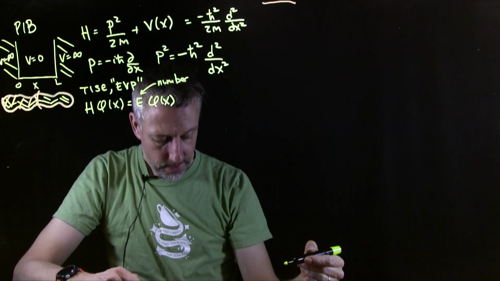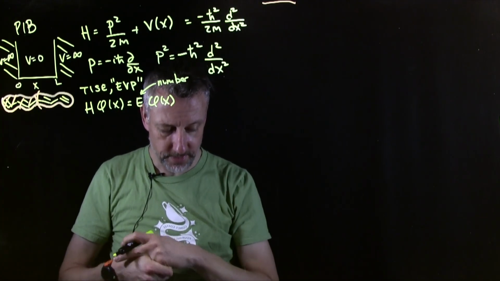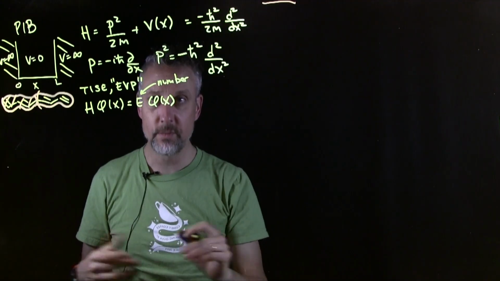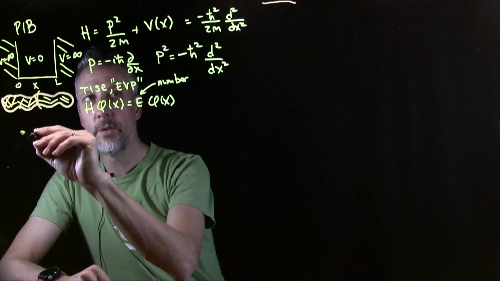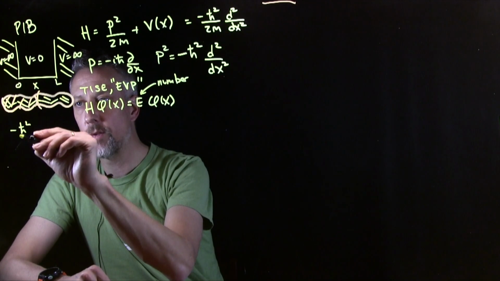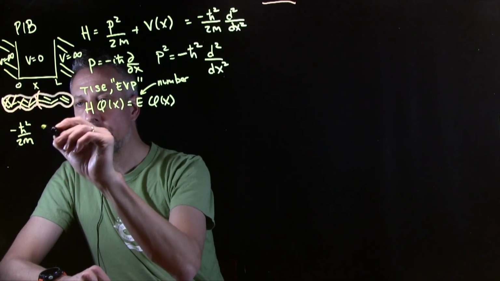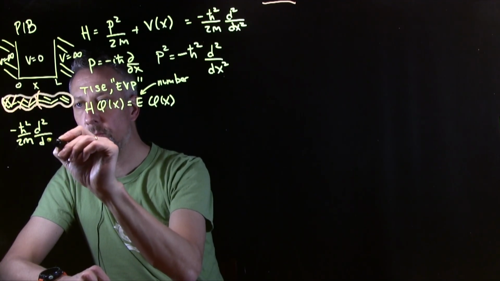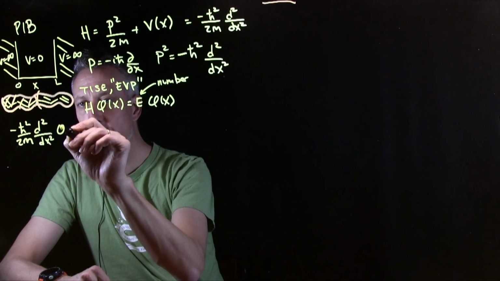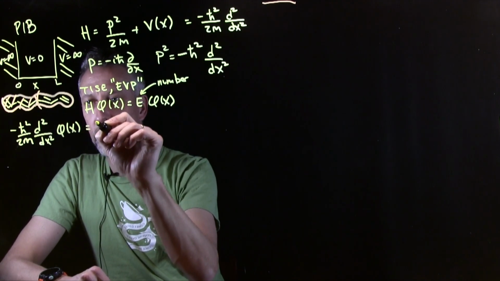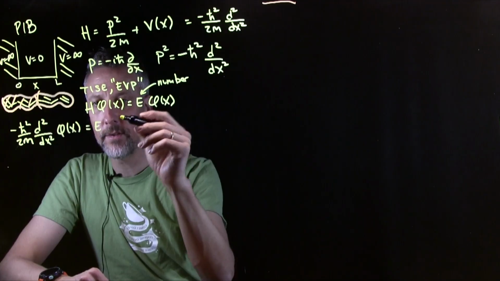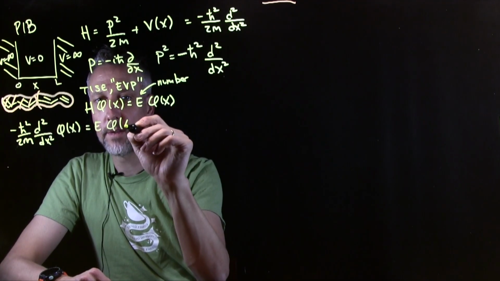All right. Okay, so then what we do is we just need to solve this. So how do we do that? We plug in what H is. So H is minus h bar squared over 2m times the second derivative with respect to x of this function phi that we need to find. And that's equal to this number E, which will have units of energy, times the same function again.